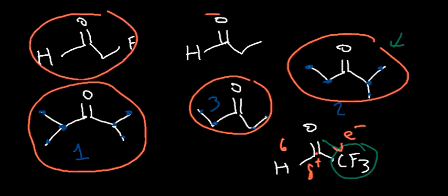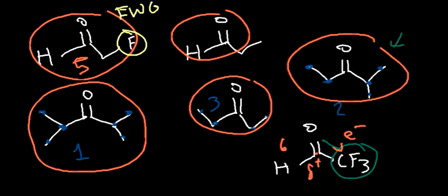Now between these two, this is number 5 because it has an electron withdrawing group, which makes aldehydes more reactive. CH3's electron donating groups make aldehydes less reactive. So here, this is just an ethyl group, so that's an electron donating group. And so that's going to be number 4. It's less reactive than number 5. So you might see questions like that in which you have to rank the aldehydes and ketones in order of increasing reactivity.